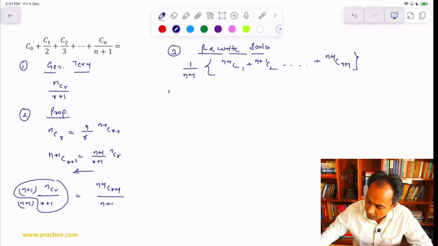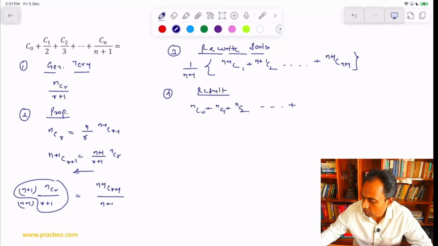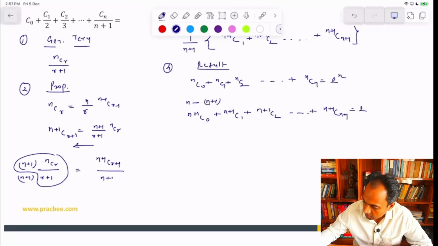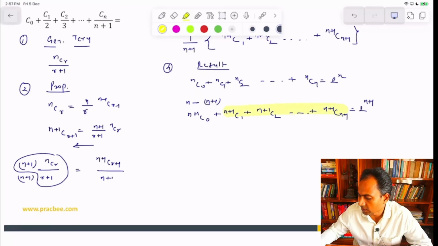Now in the fourth part, as we always do, we are going to use some standard result. We know that if we have nC0 plus nC1 plus nC2 till nCn, the answer is 2 raised to the power n. But in this case, in place of n, we will replace n by n plus 1. So the result will become n plus 1 C0, n plus 1 C1, n plus 1 C2 till n plus 1 Cn plus 1 is equal to 2 raised to the power n plus 1.